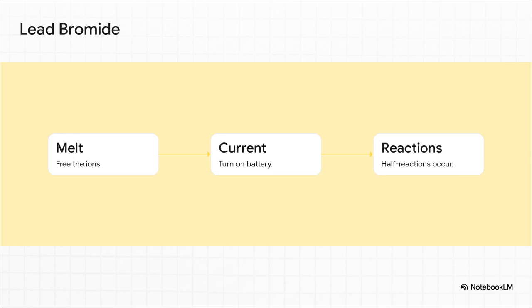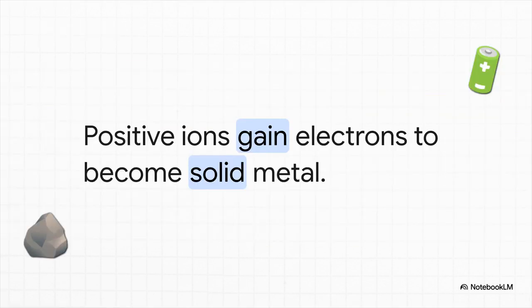Once we have a liquid melt, step 2 begins. We flip on the battery. Immediately, the charged ions start migrating to opposite poles based on their charges. And step 3, the magic happens at the electrodes. Let's zoom in on those half reactions. Take a look at what goes down at the negative cathode. Our positive lead ions, the Pb2+, pull up looking for electrons. Because they have a positive 2 charge, they need exactly 2 electrons to balance out. The cathode eagerly provides them. They gain those 2 electrons, which means they undergo reduction, and literally transform from invisible, dissolved ions into pure, solid, shiny lead metal right there at the bottom of the electrode.